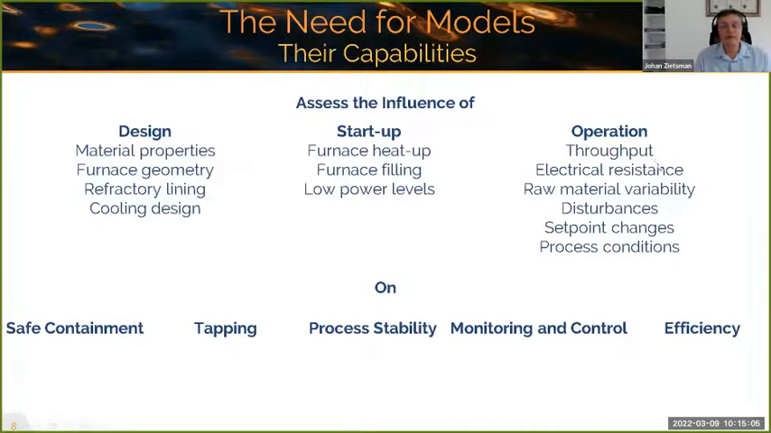Operation. What is the influence of varying throughput or electrical resistance, raw material variability, disturbances like shutting down the furnace and bringing it back online, or set point changes? And what is the influence of different process conditions like different slag bath and alloy bath temperatures? So these are all the things that go into a process or a design or a process technology. And they all can, to some degree, influence, for example, the freeze lining.